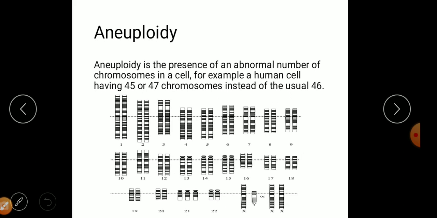Next is aneuploidy. It is the presence of an abnormal number of chromosomes in the cell. For example, a human cell having 45 or 47 chromosomes instead of 46. An increase or decrease in the number of chromosomes is called aneuploidy.